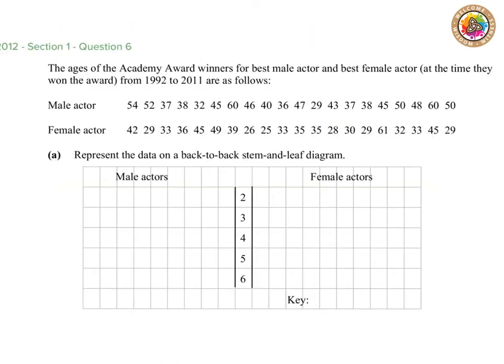Okay, so our first job to do, we see here we're given two sets of data. The ages of the Academy Award winners for Best Male Actor and Best Female Actor. And we're asked to represent the data on a back-to-back stem and leaf diagram. So as we know, a back-to-back stem and leaf diagram is really useful for comparing two sets of related data. And so our first job is to reorder the data.